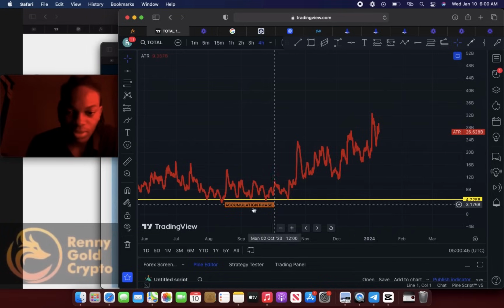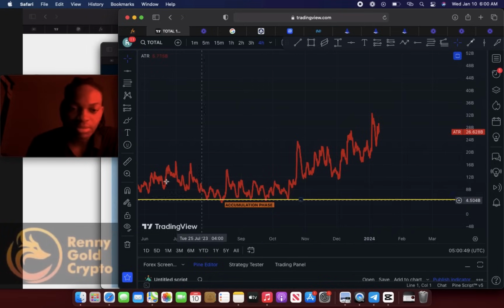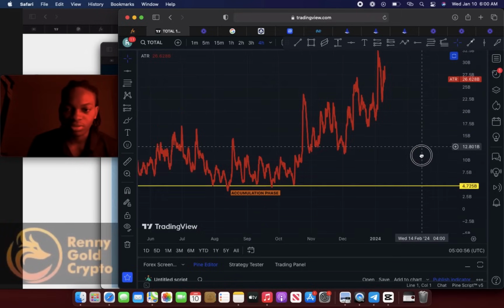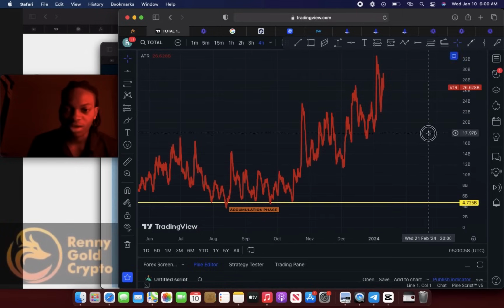Now, assuming you were able to get an entry from there, imagine how much you'd have made. You would have made a lot of money. So that is the accumulation phase we have right there.